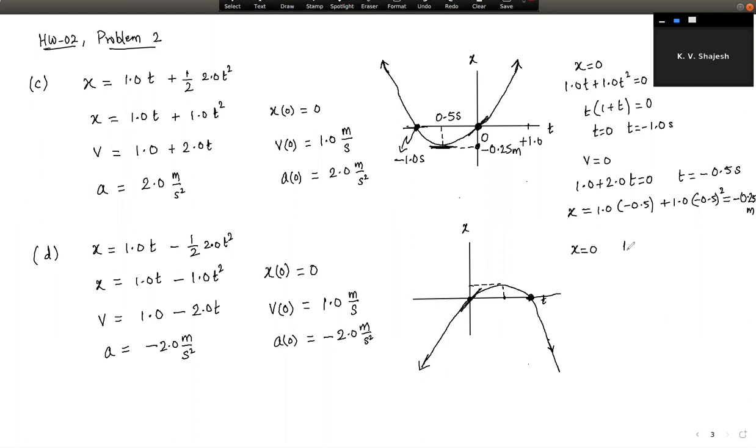So that means t minus t squared is equal to 0. So that means t is equal to 0 and t is equal to 1.0 seconds. So that's 1.0 seconds. That point is 1.0 and this is of course 0.